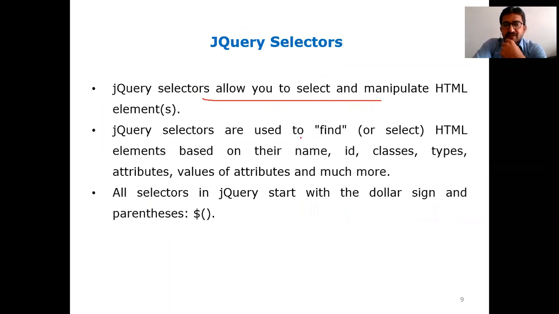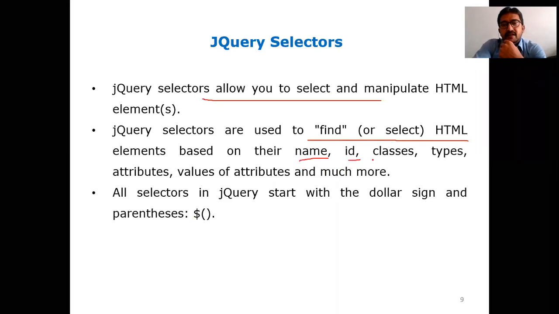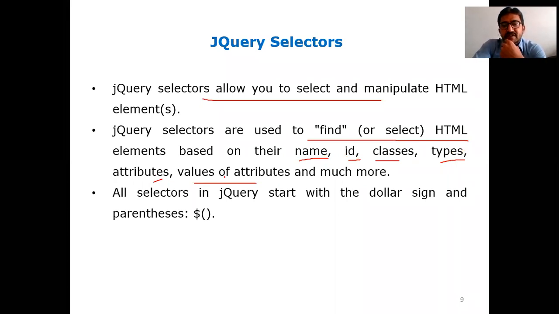Also, jQuery selectors are used to find or select HTML elements based on their name, ID, classes, types, attributes, values of attributes, or any other sort. So what actually are all these? These are the different finding ways: with the help of name, ID, classes, types, attributes, or whatever values we are assigning for those attributes. All these are the different ways to access or find the location of a particular HTML document.